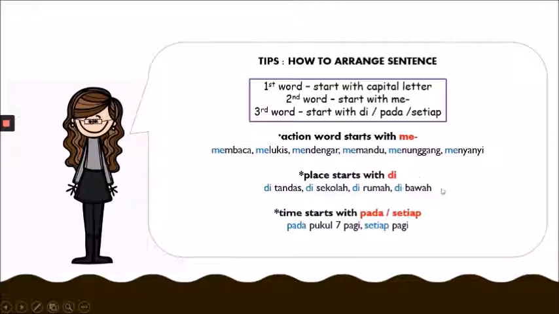Okay, what about di bawah? We know atas is up, so bawah means under or down. Okay, so at the bottom.